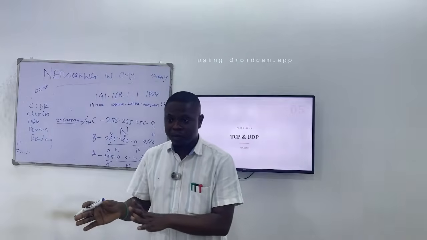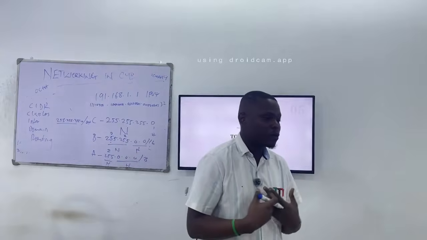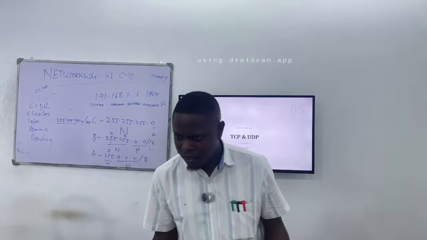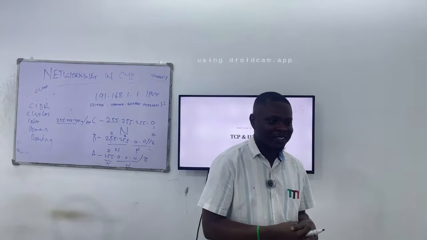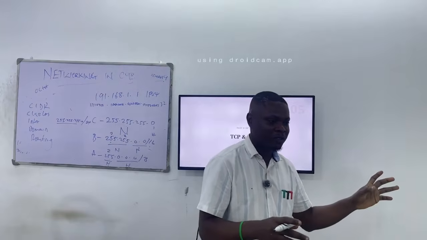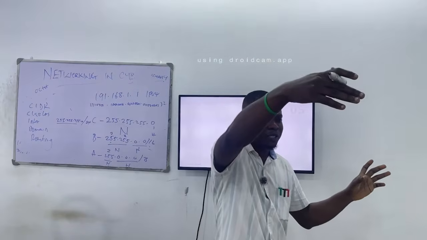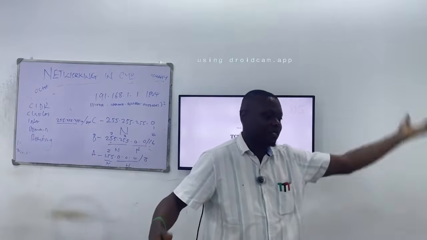But WhatsApp uses both, because on WhatsApp you can video call. I can video call you. That's UDP, because you are streaming. If the internet goes off while you are sending to the person, that stops. You have to start again from the beginning.